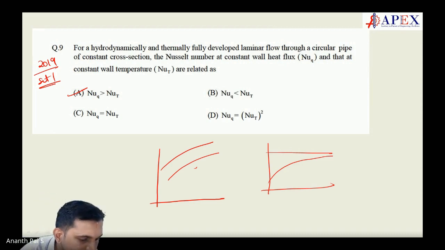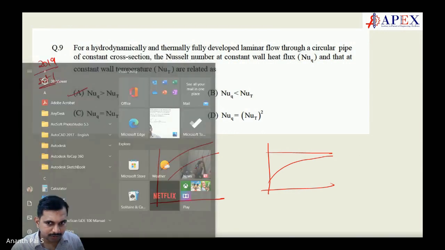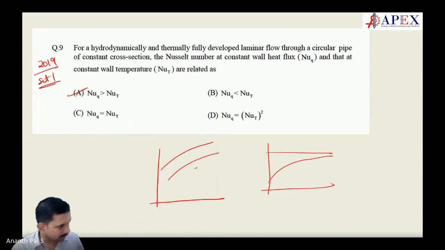Okay. Next one has come in the 2013 question paper.